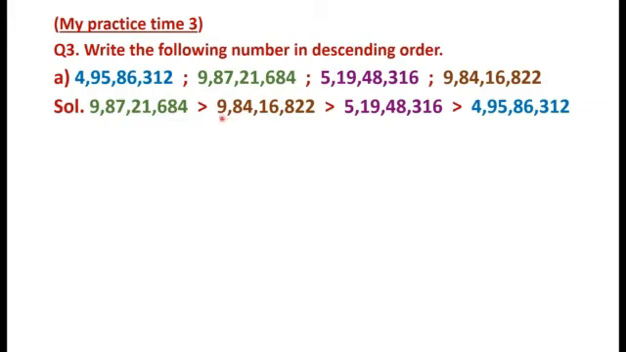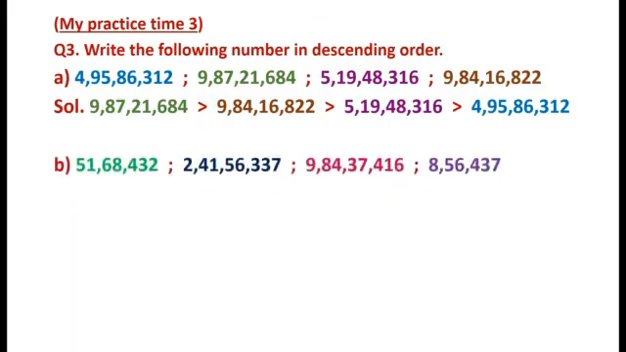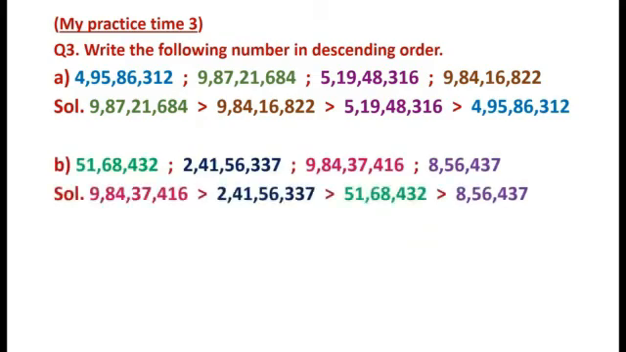9,87,21,684, then 9,84,16,822, then comes 5,19,48,316, and then comes 4,95,86,312. So this is our descending order, and you can see here children, the sign which we are putting here will be like this. In descending order it will be opposite. And the second question is also here, so you can go through this, and the same way we will be proceeding for the second question also.